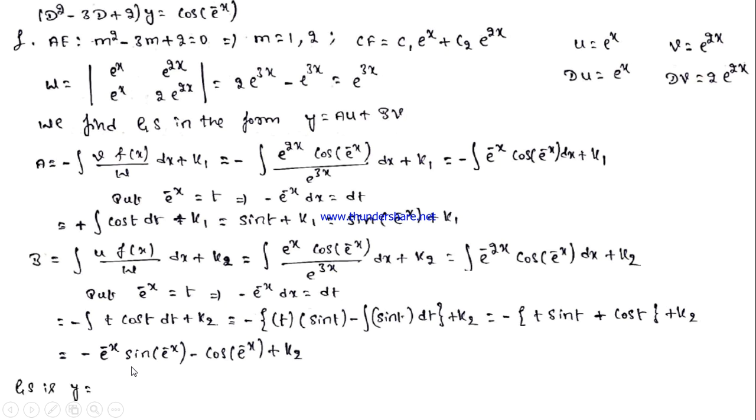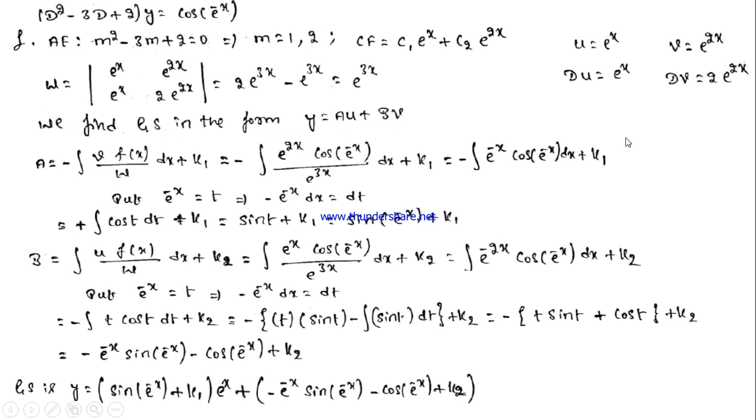So our general solution is y equal to a into u plus b into v. So this is how any problem under method of variation of parameters works.